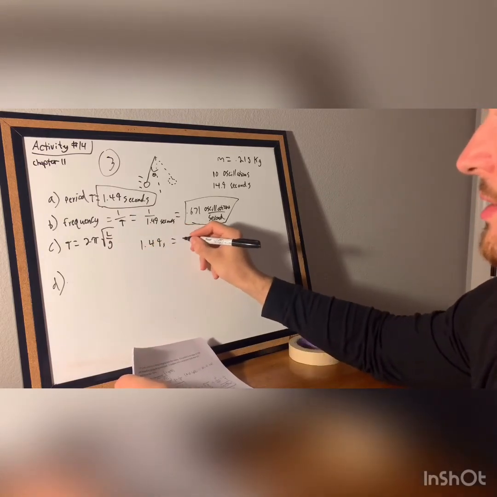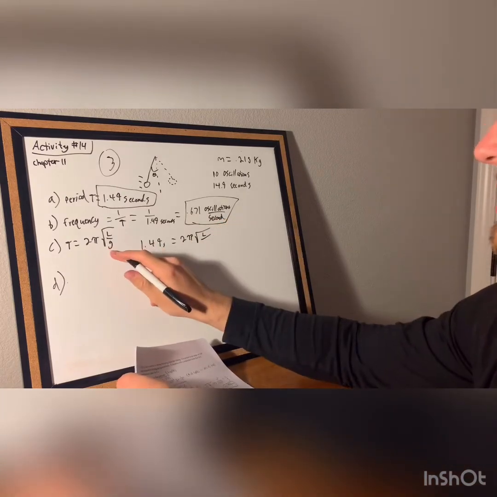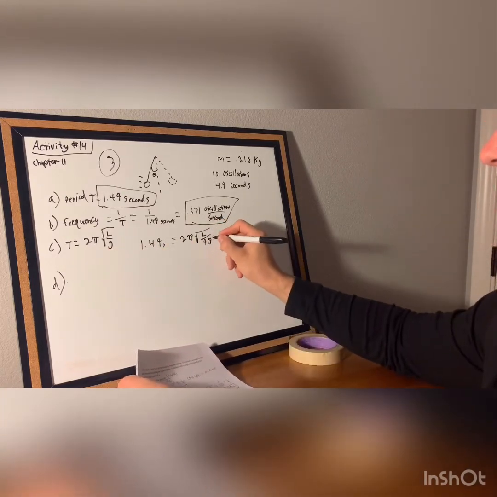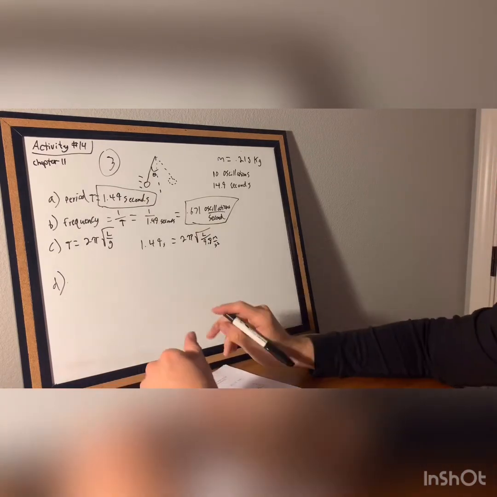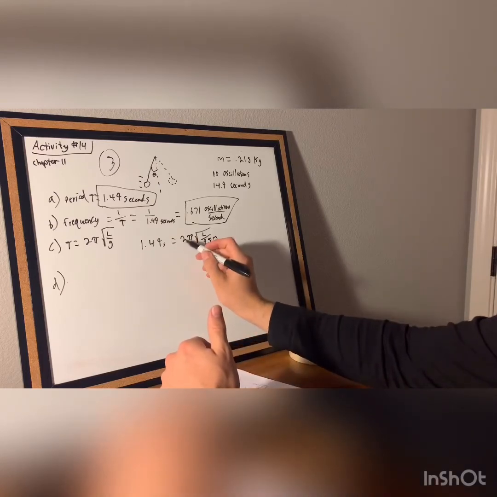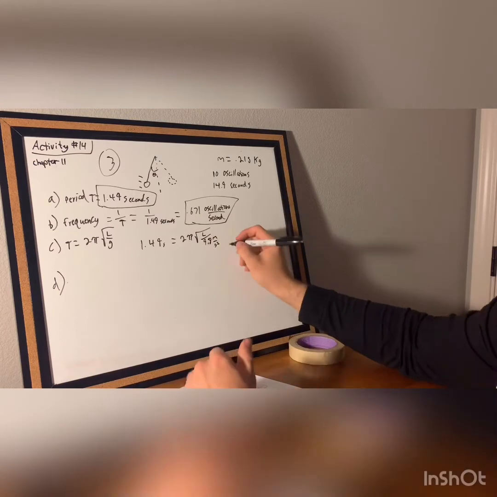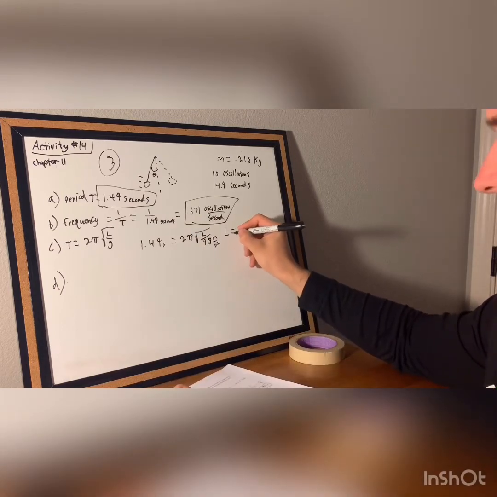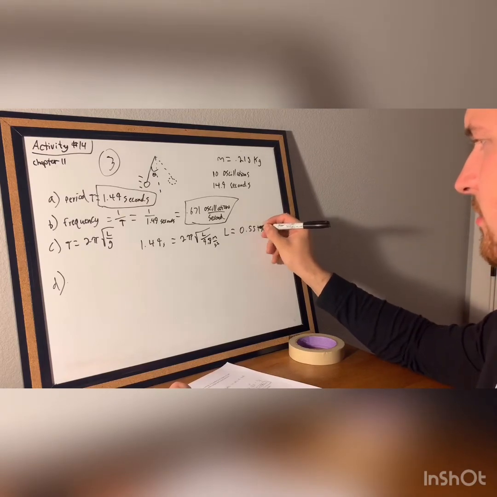So 1.49 seconds equals 2 pi square root L divided by g, and that's gravity, which is 9.8 meters per second squared. This again is just doing algebra on your calculator: divide by 2 pi, square it, and then multiply by 9.8 meters per second squared. And what you're left with is L equals 0.551 meters.